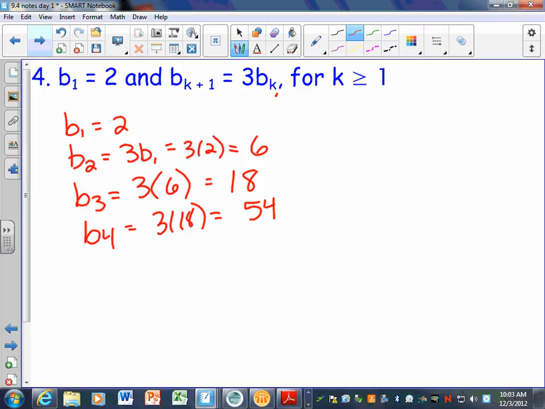We could just keep going all the way out to the 8th term, or you could just do it on your calculator and skip down to b sub 8. You do have to do a little bit more work than on the explicit one, because you have to figure out what I'm going to multiply each time. But I don't feel a need to write it out every time. I am going to take 54 times 3. That would get me the 5th term. Times 3 again would give me the 6th term, the 7th term, and the 8th term.